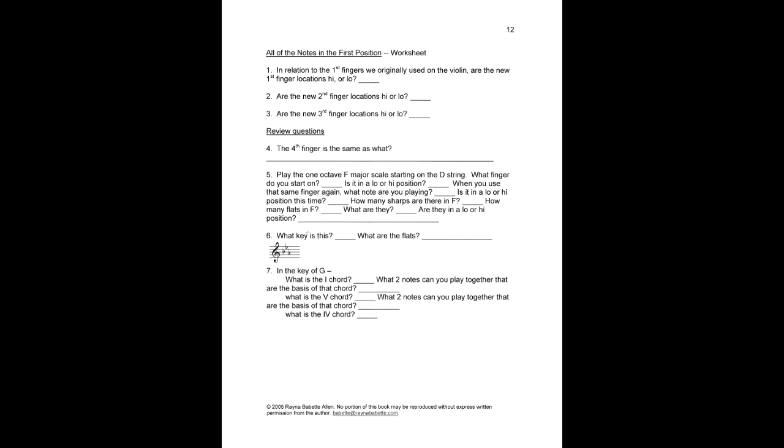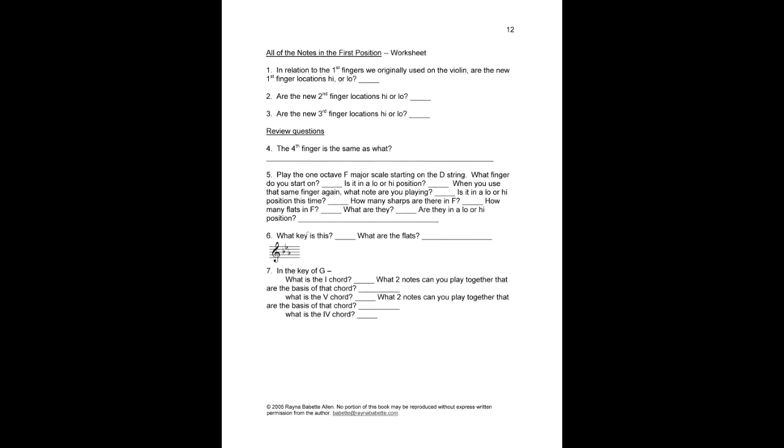Now on to question 6. And we see 3 flat signs on the staff. So what key is that? The key is E flat. And what are the flats? B flat, E flat, and A flat.